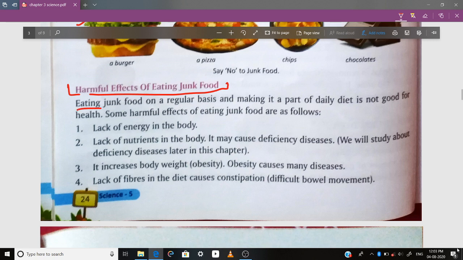Now let us discuss some harmful effects of eating junk food, meaning the bad effects of eating junk food. So eating junk food on a regular basis and making it part of the daily diet is not good for health. Some harmful effects of eating junk food are as follows.